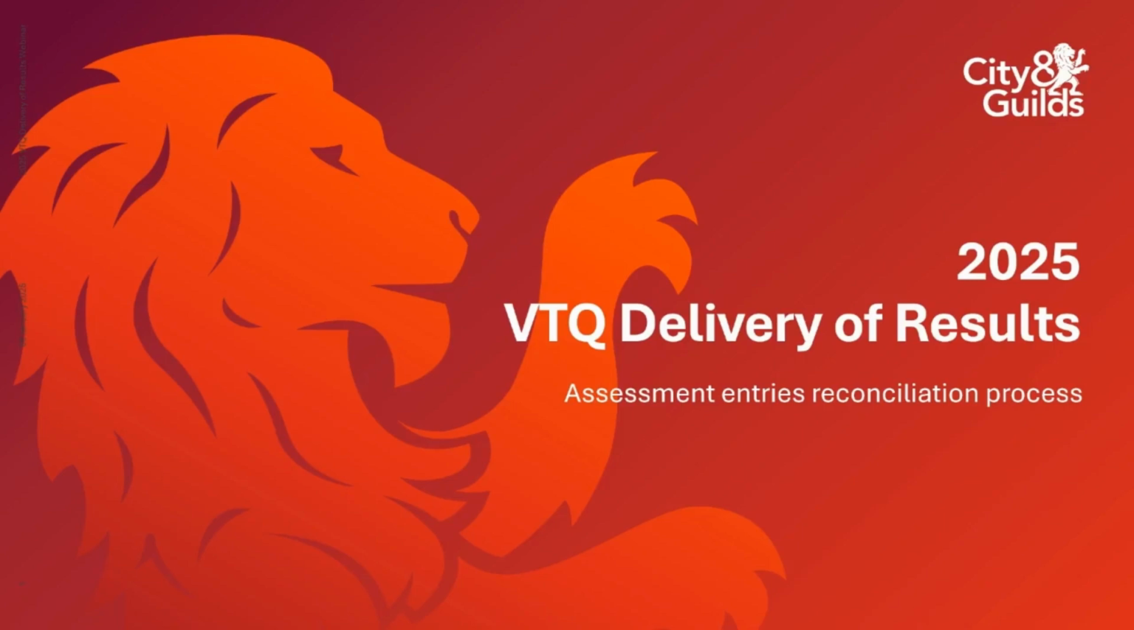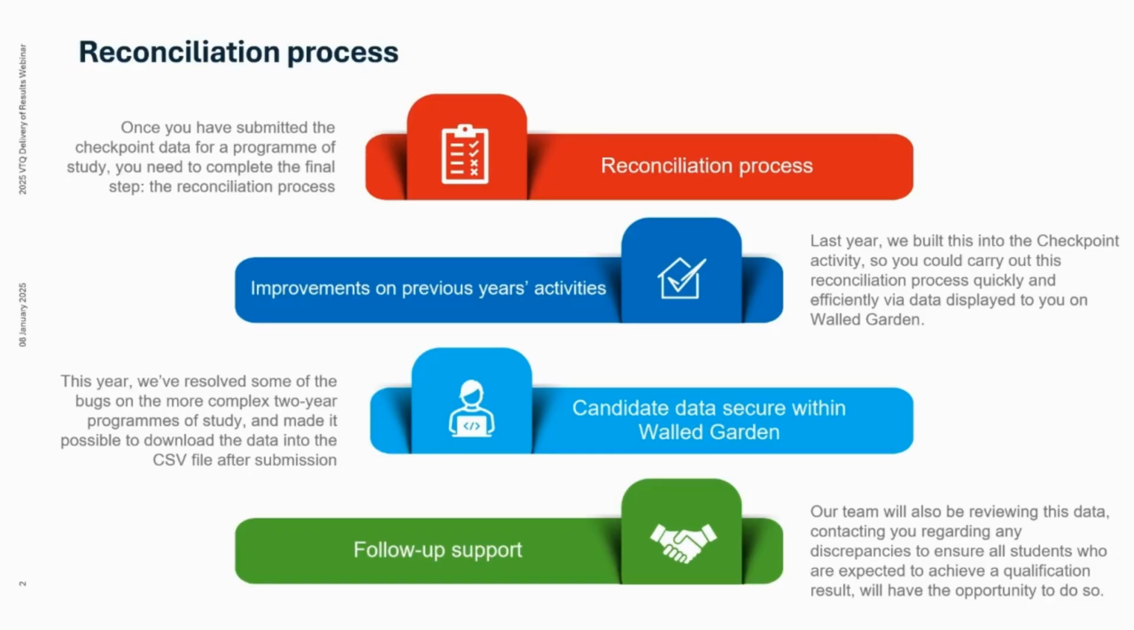VTQ Delivery of Results Assessment Entries Reconciliation Process. There are two stages of the VTQ Delivery of Results activity, the first being the submission of checkpoint data and the second being the reconciliation process. This is where the submitted data is checked to ensure any students expecting to receive a result in August are entered on the correct assessments and are meeting the rules of combination for their qualification.